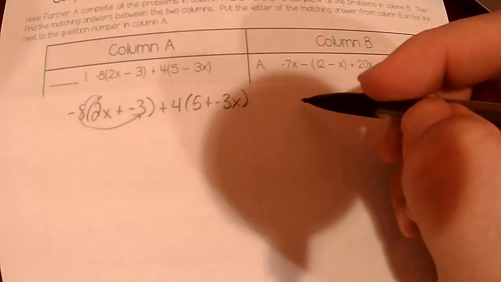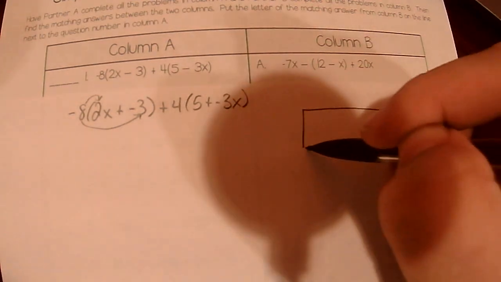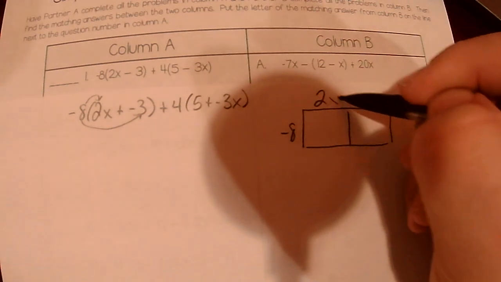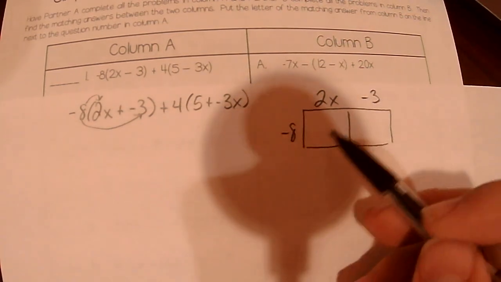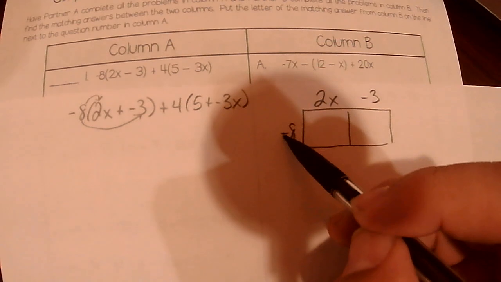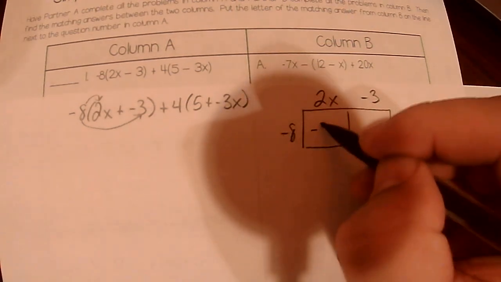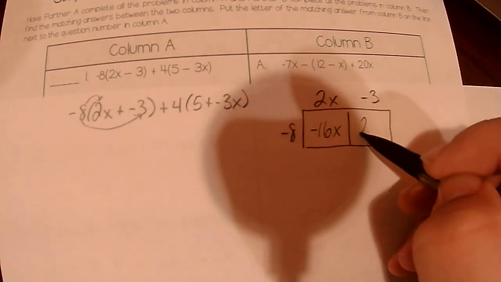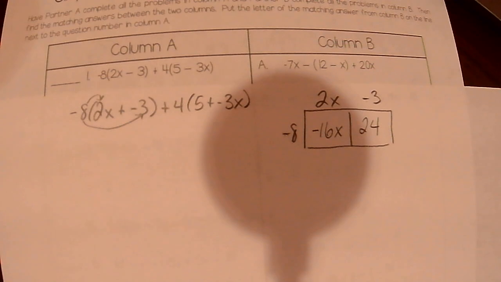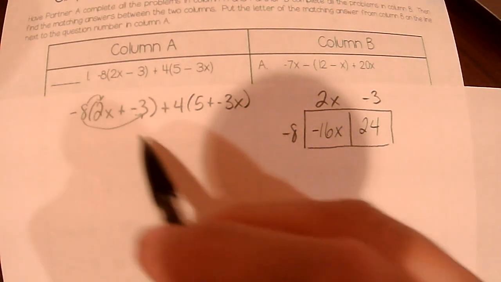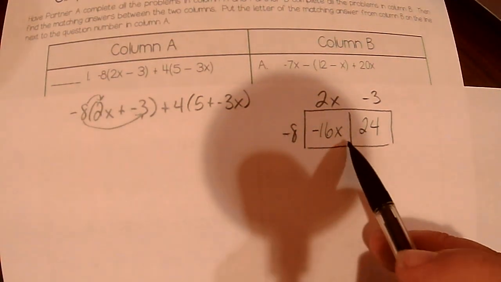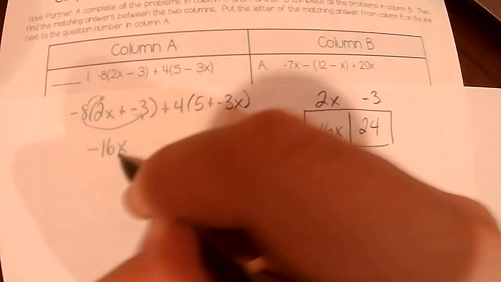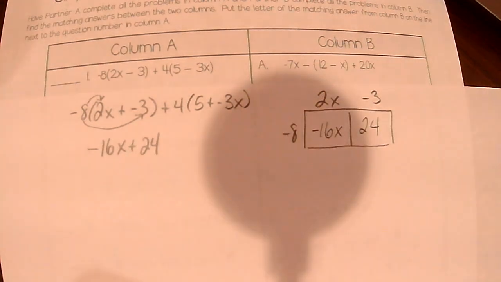And think of it as if we're setting up that table. Okay. I got negative 8 here. I've got 2x here and negative 3 here. What would I get if I multiply these? Well, negative 8 times 2x is negative 16x. Negative 8 times negative 3 is a positive 24. So when I distribute, think of it using the box, my new expression would be negative 16x plus 24.